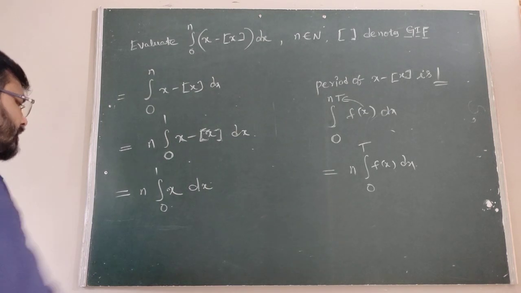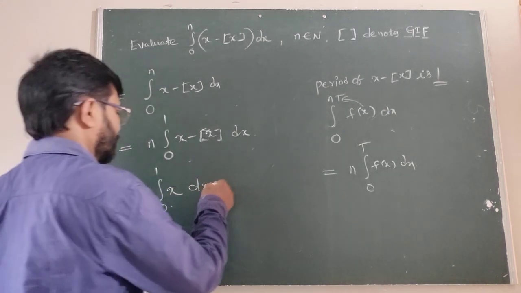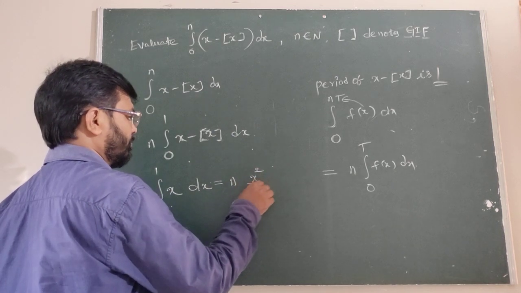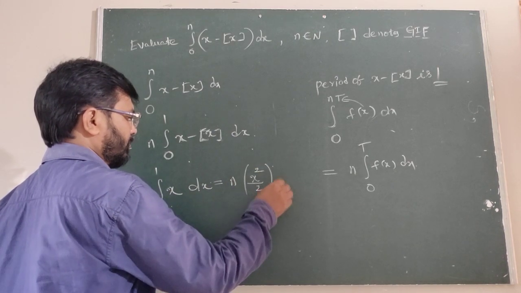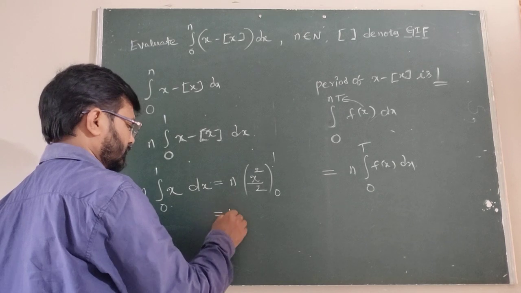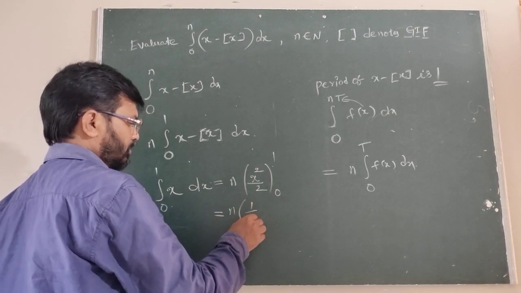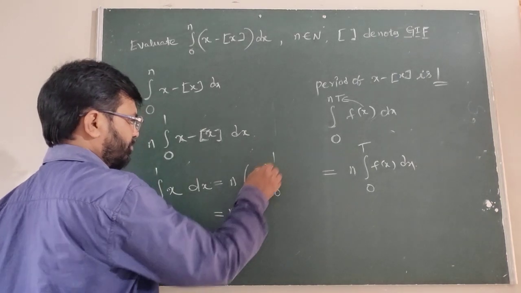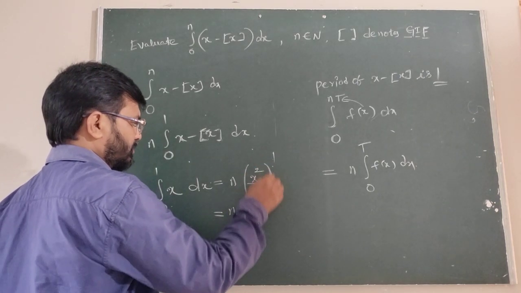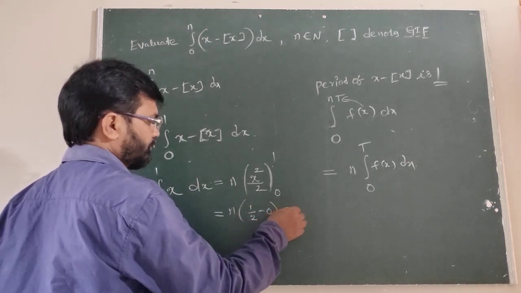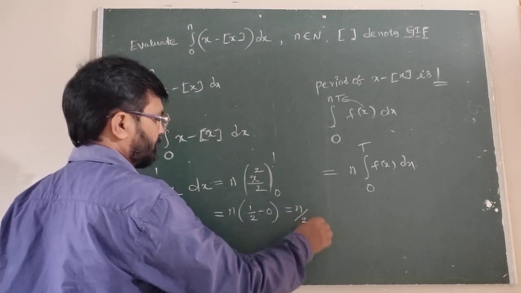Therefore now we know that n times the integral of x is x square by 2 upon the limits 0 to 1. Substitute the upper limit x equal to 1, that is 1 by 2 minus 0. This is n by 2.